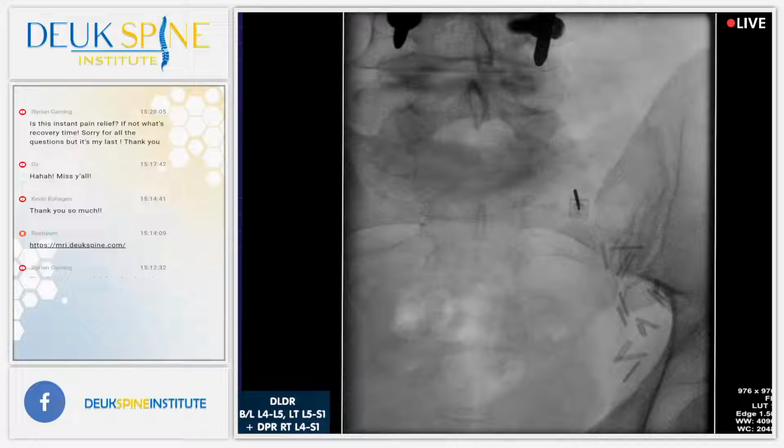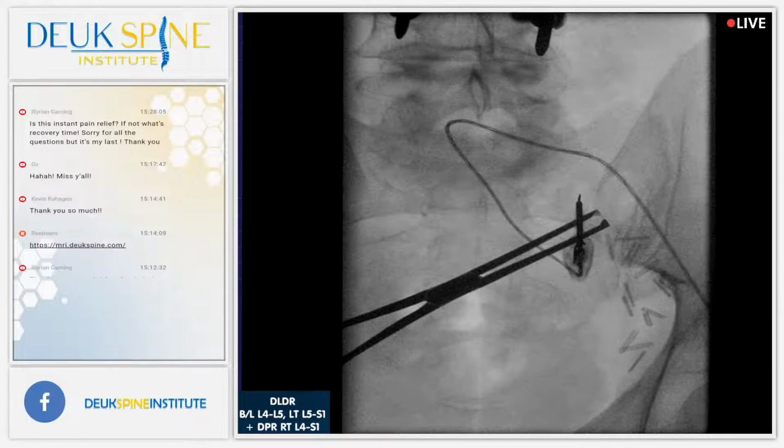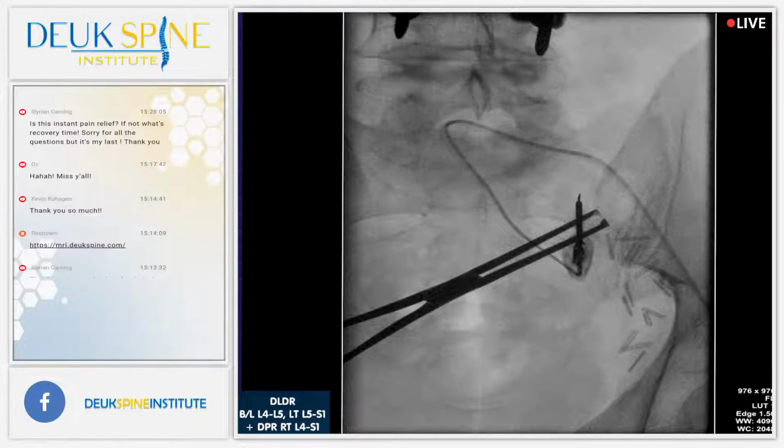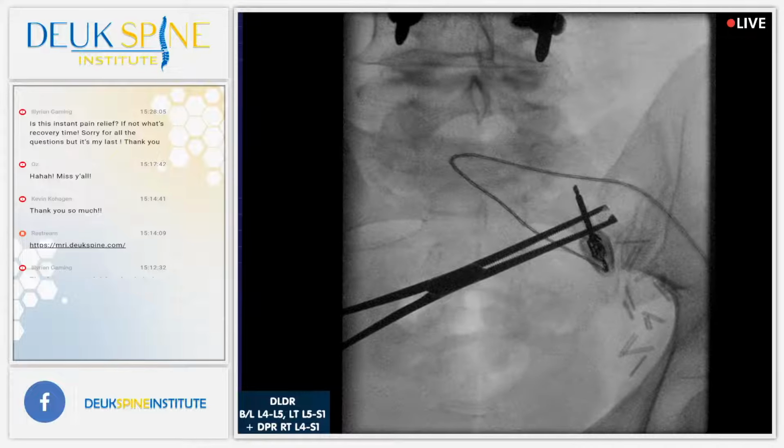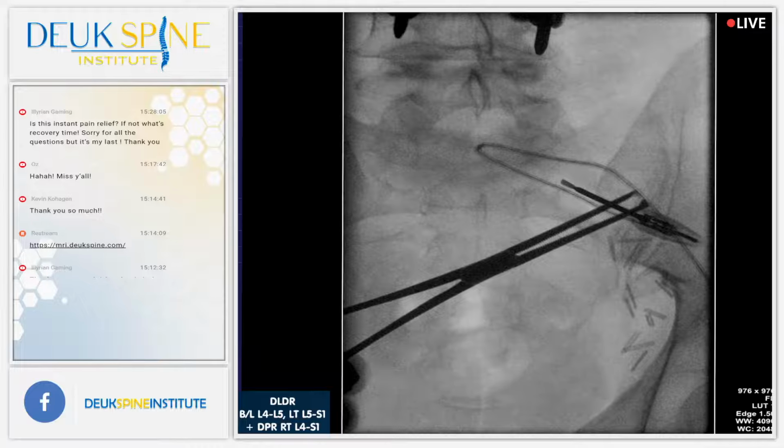This is Dr. Patel doing a right sacroiliac joint Deuk plasma rhizotomy for this patient who has chronic right sacroiliac joint pain. So right now what I'm doing is I numb up the skin and I'm putting a cautery device to cauterize the nerves that supply the sacroiliac joint.